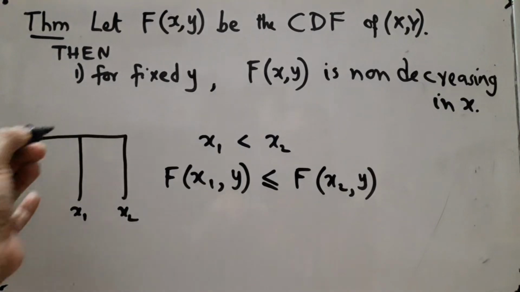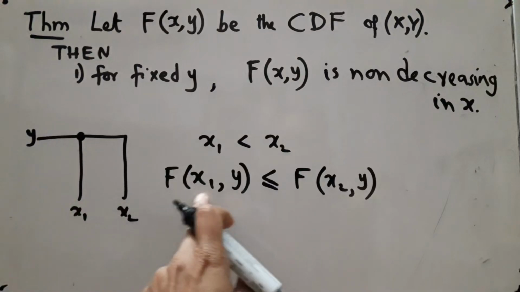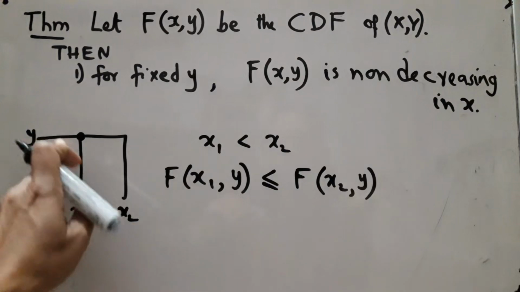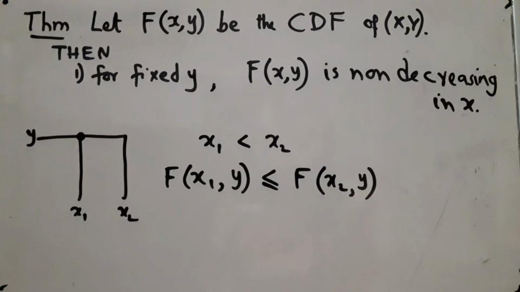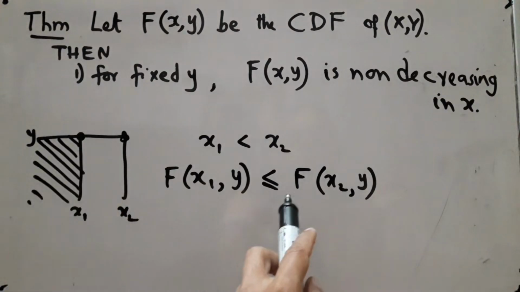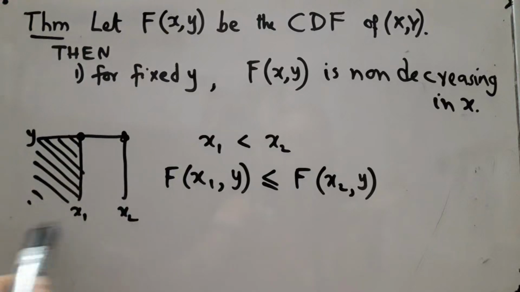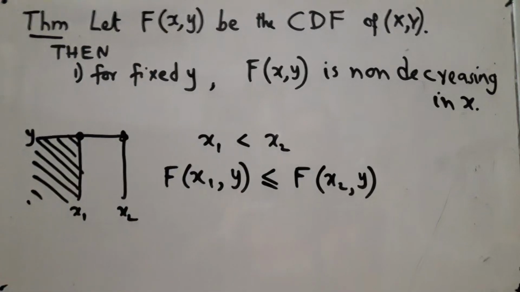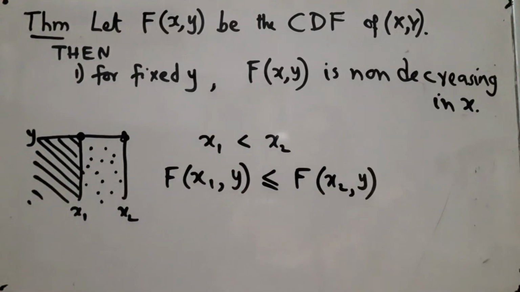Pictorially, it is quite easy to see. This is the point (x1, y). So F(x1, y) is the probability of the infinite rectangle to the southwest of that point. Similarly, this is the point (x2, y). So F(x2, y) is the total probability of this bigger rectangle. So this probability is extra, and probability being non-negative, this is greater than or equal to this.